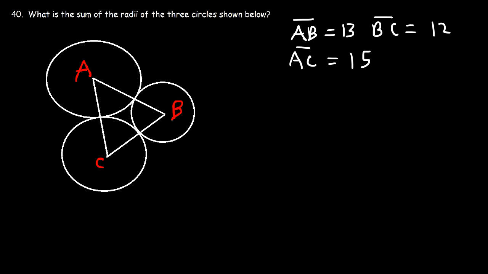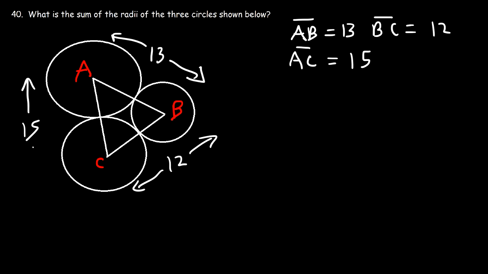40. What is the sum of the radii of the 3 circles shown below? So we're given AB. AB is 13. And BC is 12. And we're also given AC, which is 15. So how can we find the answer that we need? Now notice that this is the radius of circle A. But first, let's call this point point D, this point here point E, and point F.